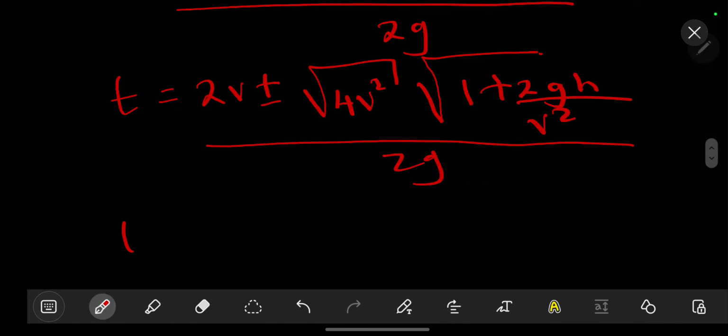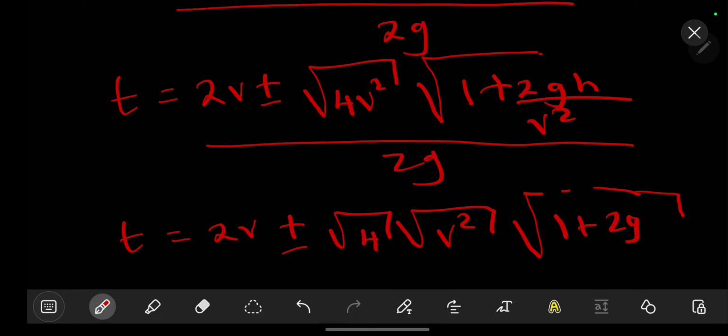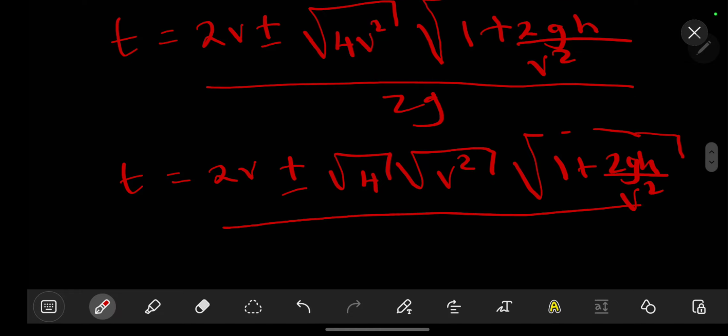With that said, we can say that our t should be equal to 2v plus or minus the square root of 4. So this is the same as the square root of 4 times the square root of v squared. You can distribute this; this is allowed under radicals. Then we have the square root of our 1 plus 2gh over our v squared. Then this we have over our 2g, like that.